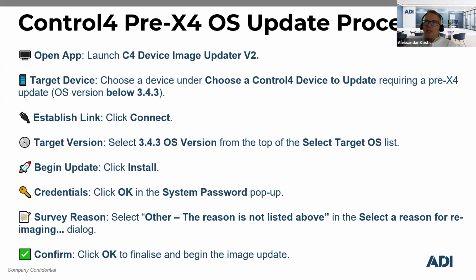Speaking of system password, it's not required, so you can just ignore it and click OK and skip it. At the end, you have a survey reason where you can select that the reason is not listed above, because typical reasons are some failure of the system while you are doing the reimage. In this case, we are doing it just because of the update. And when you click OK, you are finalizing this reimaging procedure in order to get to 343 OS.